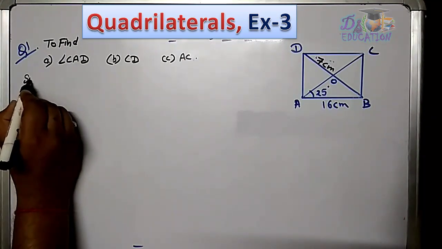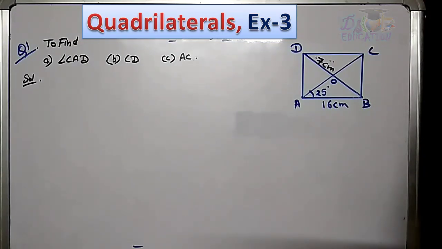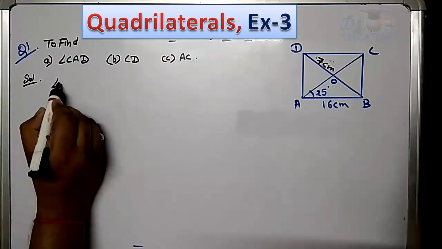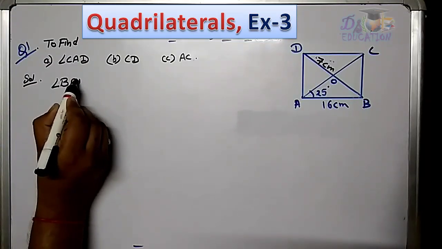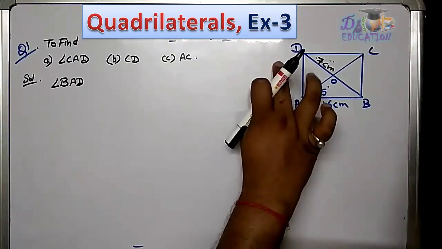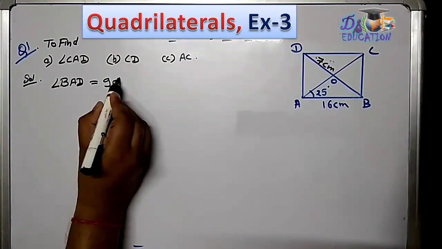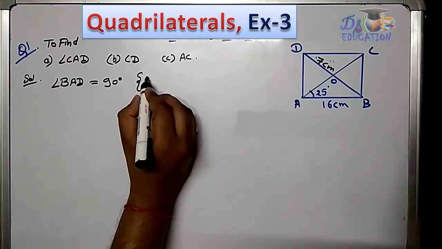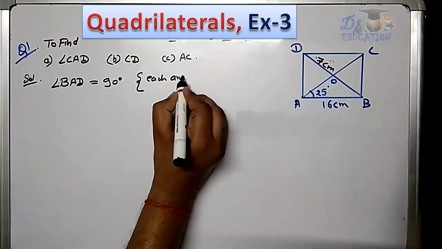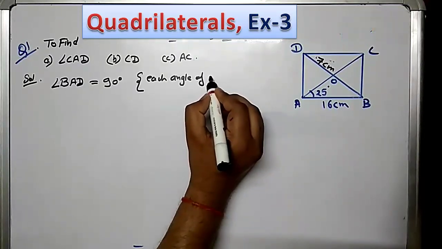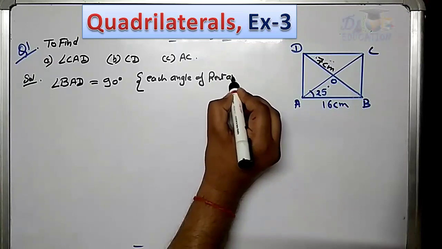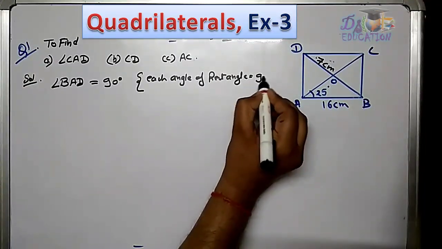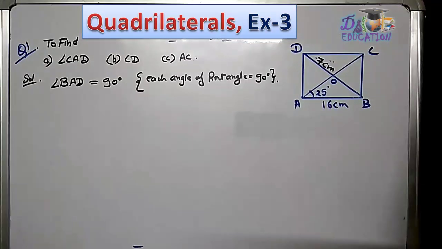Now we already know that it's a rectangle. So here if he says angle BAD, okay, BAD is equal to 90 degree. Why so? You have to write the reason also. Each angle of a rectangle is equal to 90 degree. This you have already understood in the previous description of properties of quadrilaterals.